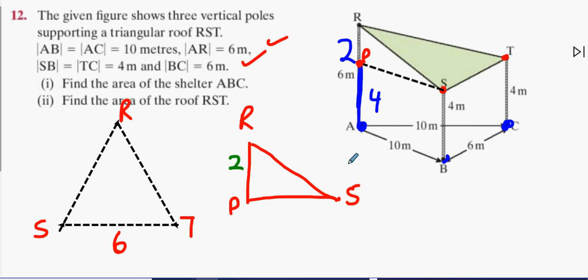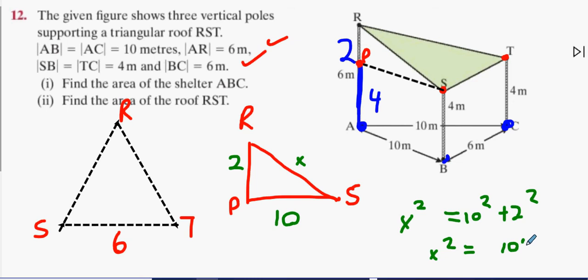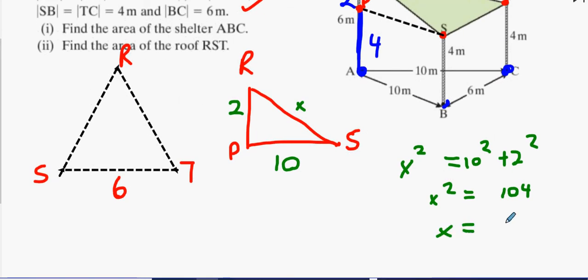2, and what distance is it here? P to S? What system are we going to use? So what's R to S then? So call it x, so x squared equals 10 squared plus... square root of 104, is it? Yeah. What's root 104, lads? 2 root 26. Alright.